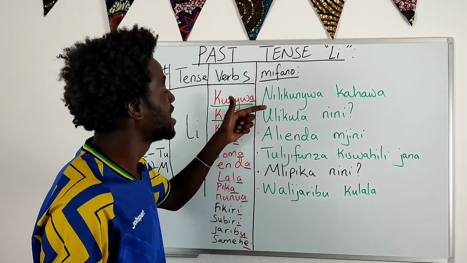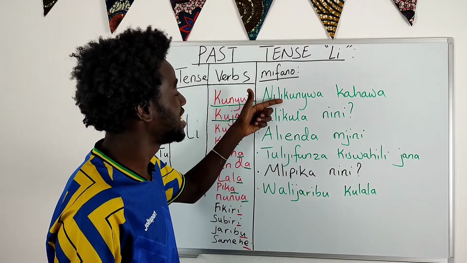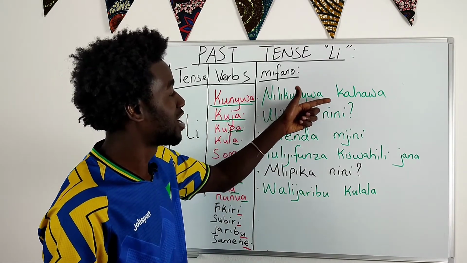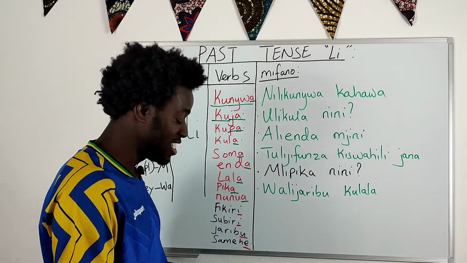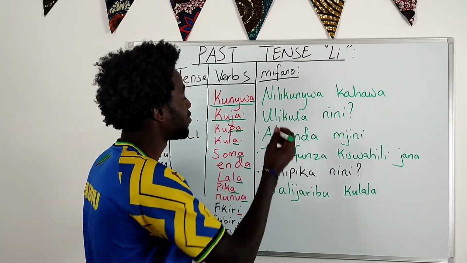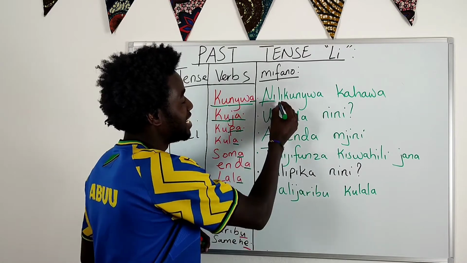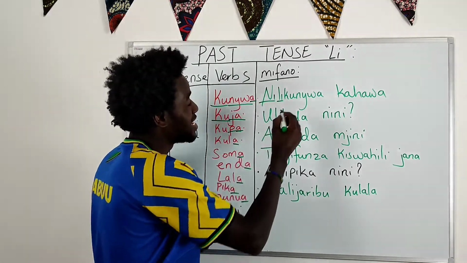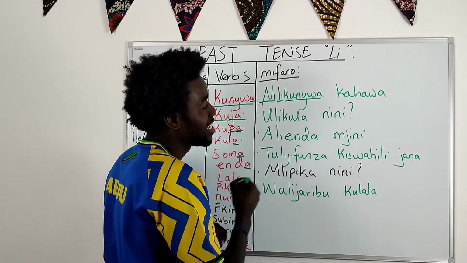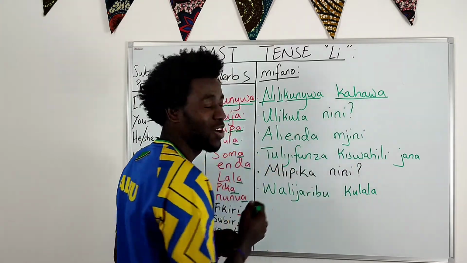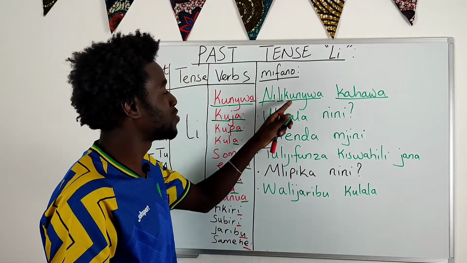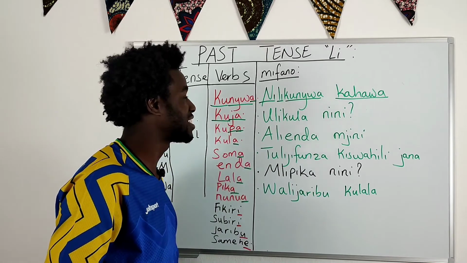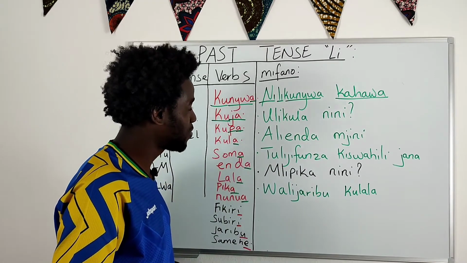For example, nilikunywa kahawa. So ni, this is the subjective prefix that stands for I, and li, our past tense, and kunywa, drink, and kahawa, coffee. So nilikunywa kahawa, this means I drank coffee.